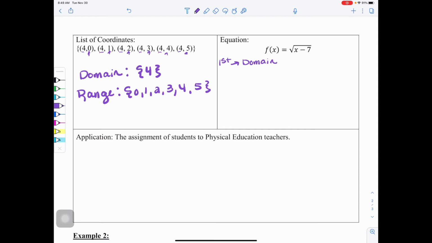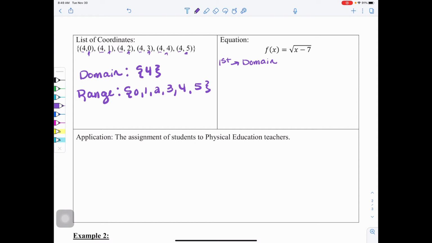So for domain, we want to look at this function. I see that this is a square root function. So I know I'm not allowed to take the square root of a negative number. So looking inside here, I have to think about what number can I put in for x that will make sure it's going to stay positive. So I can have 0 and up.